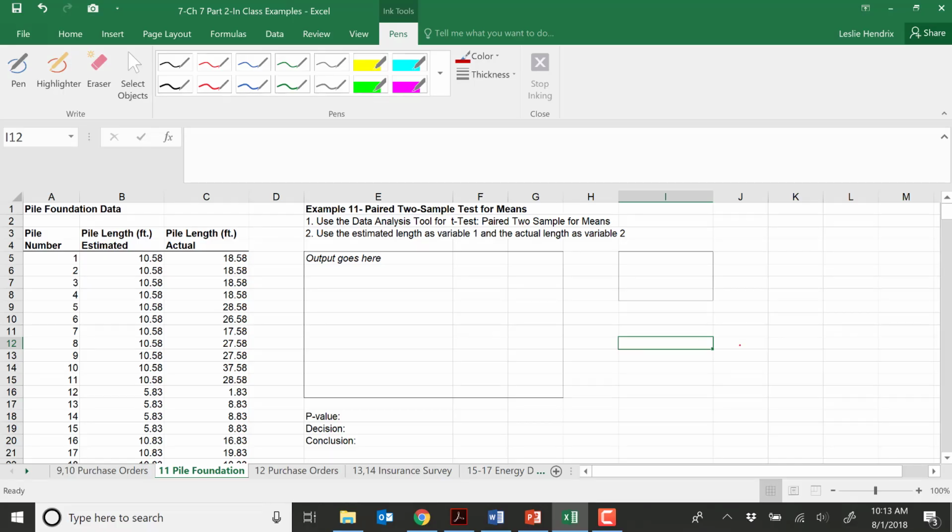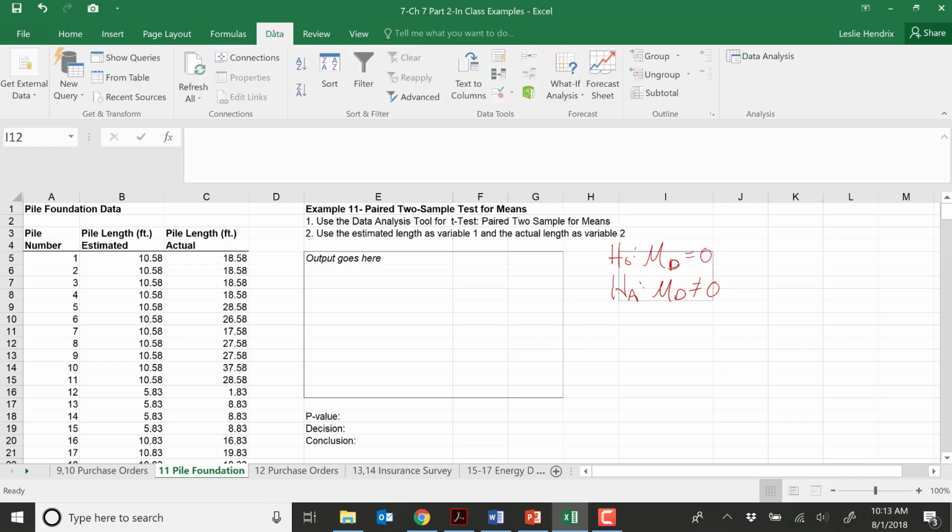So our investigator wanted to know whether there was a mean difference in the estimated versus the actual pile length. So first, let's write down our null and alternative hypothesis. So we'll write it over here. So our null hypothesis is what? That mu-d is 0. There's no difference. And the alternative, the investigator didn't specify a direction, so it's going to be that mu-d does not equal 0. All right, so we've got our null and alternative hypothesis set up. Now we need to go ahead and calculate our test statistic and p-value.